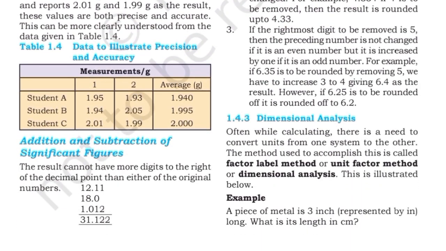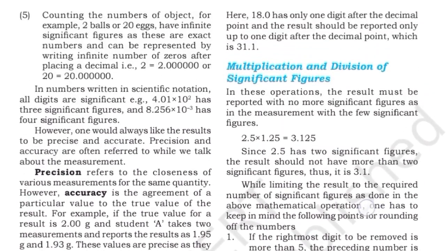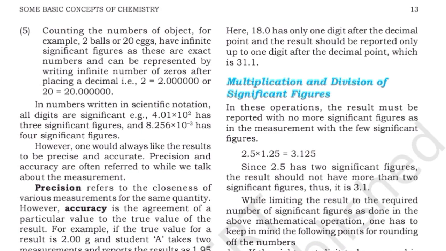Tip: addition and subtraction of significant figures. The result cannot have more digits to the right of the decimal point than either of the original numbers. Here, 18.0 has only one digit after the decimal point and the result should be reported only up to one digit after the decimal point, which is 31.1.